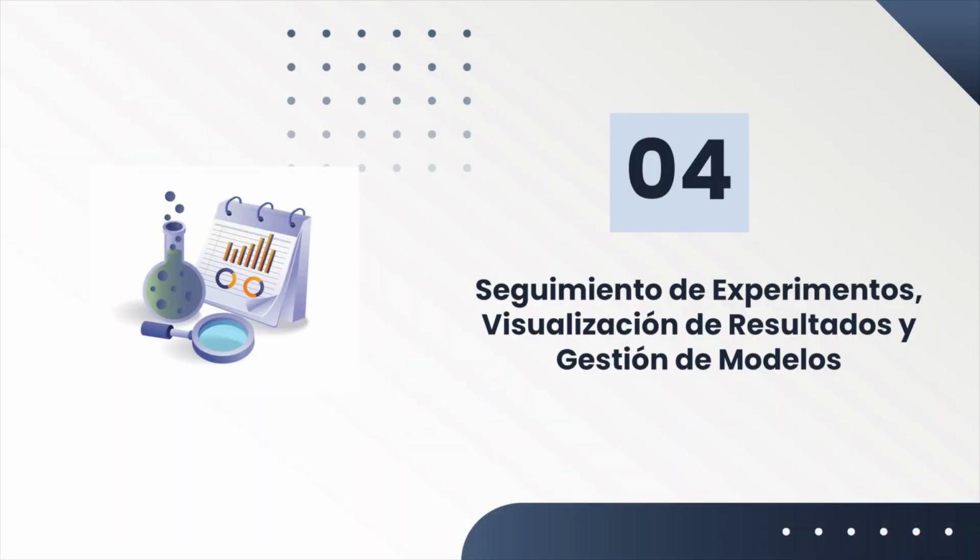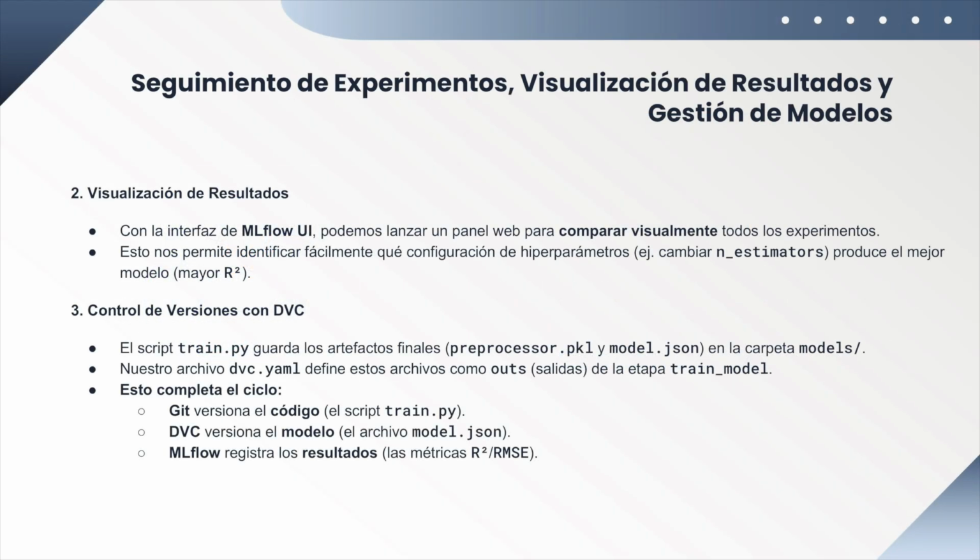To make our experiments reproducible and measurable, we integrated MLflow and DVC directly into the pipeline. MLflow automatically tracks parameters such as hyperparameter values from params.yaml, metrics like R-squared and root mean squared error for model comparison, and artifacts linking each model version with its corresponding metrics. This creates a clear history of every experiment we've run. With MLflow UI, we can visually compare all our runs and quickly see which configuration performed best. For example, changing n estimators and retraining immediately shows if R-squared improves.